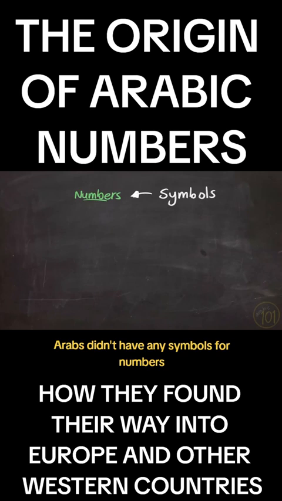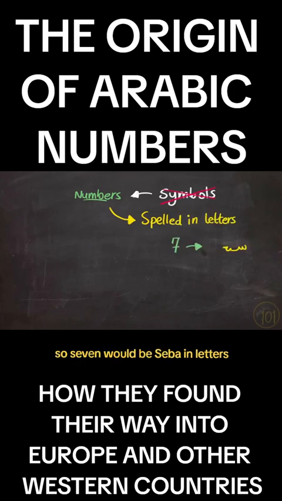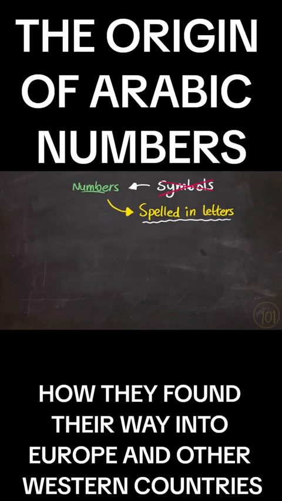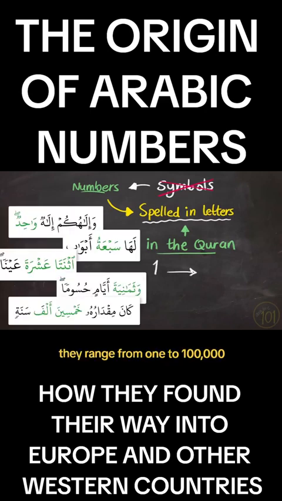Arabs didn't have any symbols for numbers. What they did is that they actually spelled out numbers in letters. So 7 would be sab'a in letters, and 10 would be ashara, and so on. That was what they knew and used. It is also how we see numbers in the Quran. They are all spelled out in words. They range from 1 to 100,000.